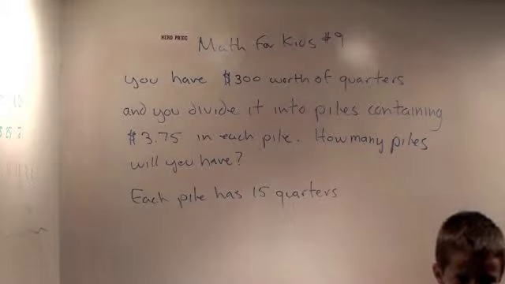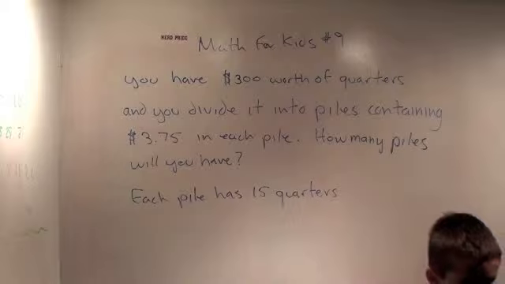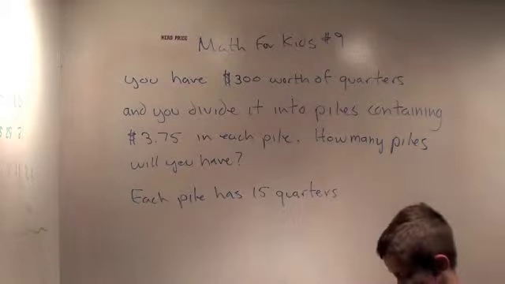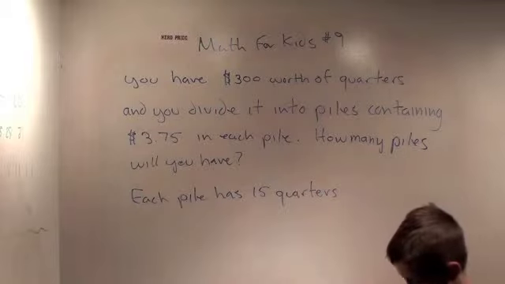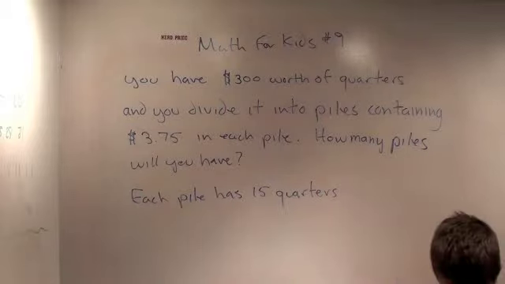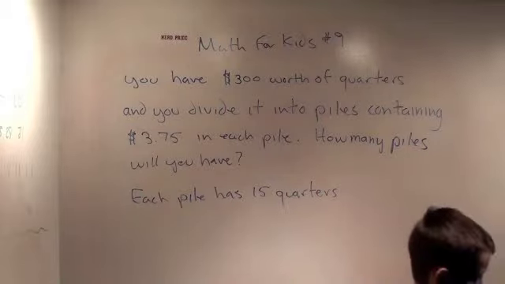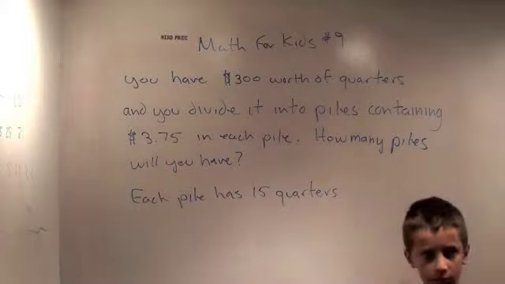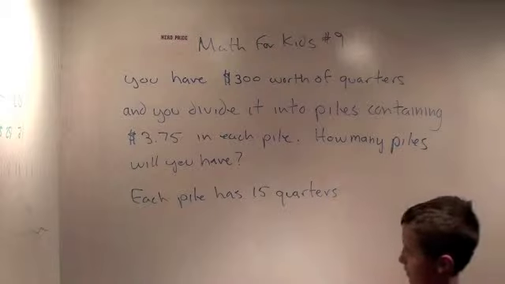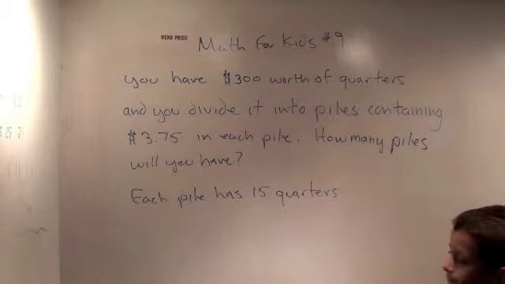But how are you going to figure out how many piles you have? You have $300 worth of quarters. What's the very first thing you have to figure out after each pile has 15 quarters? What is the very next thing?